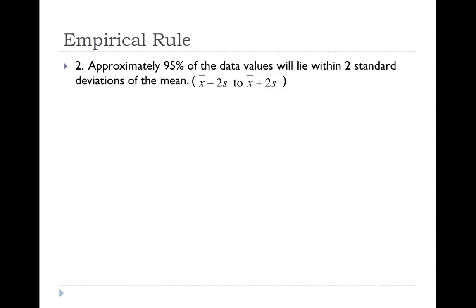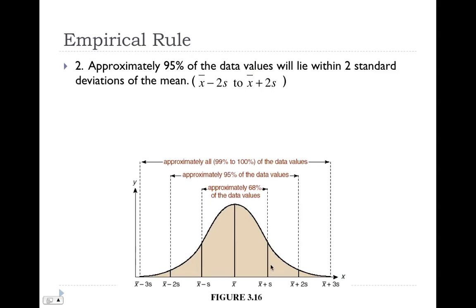Okay, the next part of the rule says that 95% of the data values will lie within 2 standard deviations from the mean. So within 2 standard deviations means adding 2 standard deviations and subtracting 2 standard deviations. The range from here to here is within 2 standard deviations of the mean. So what we have is the mean in the center. Subtracting 2 standard deviations brings us right here, and adding 2 standard deviations brings us here.